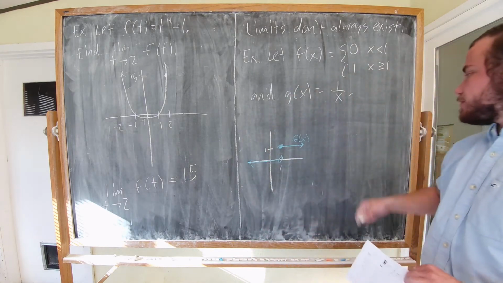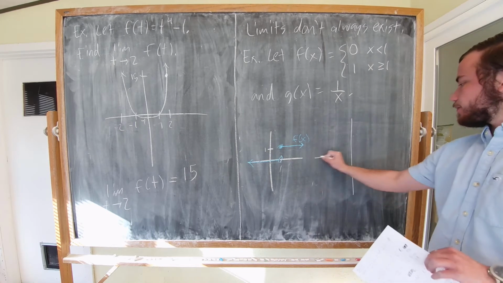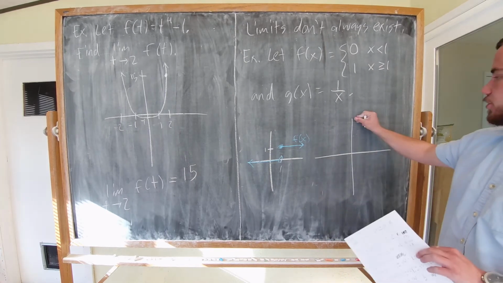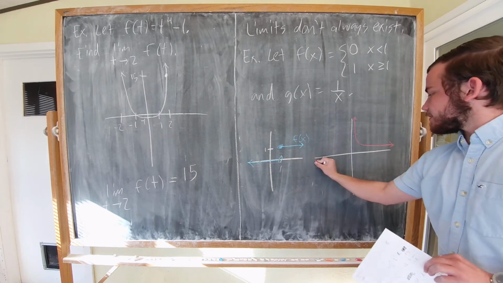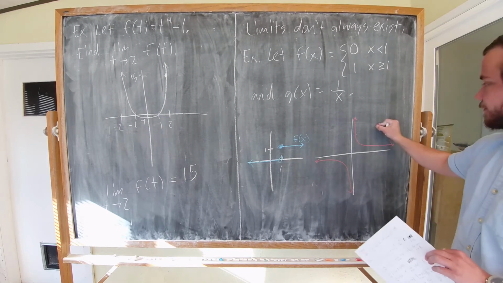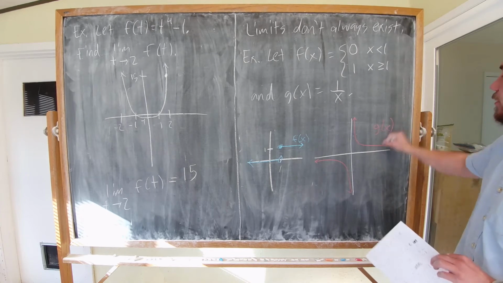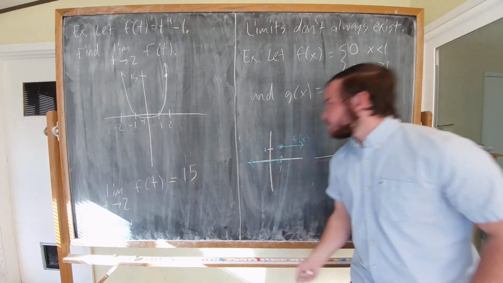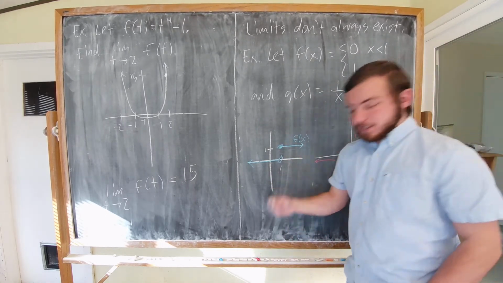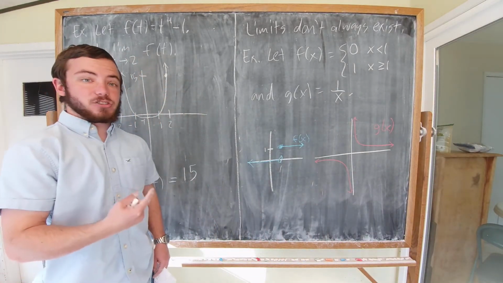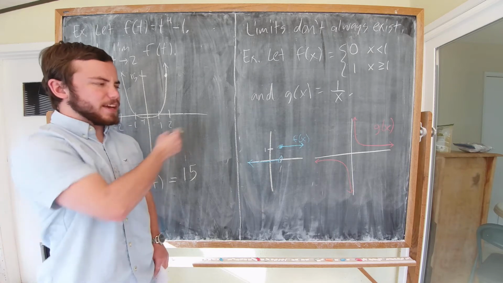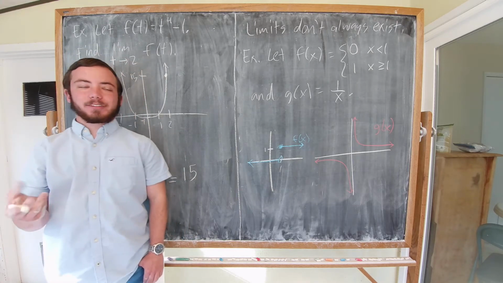How about g of x? Well, 1 over x just looks roughly like this. And that one I am sure about. Okay, there's points on both of these graphs where the limit of the function doesn't exist. Think about where for just a second, and then we'll go through it.